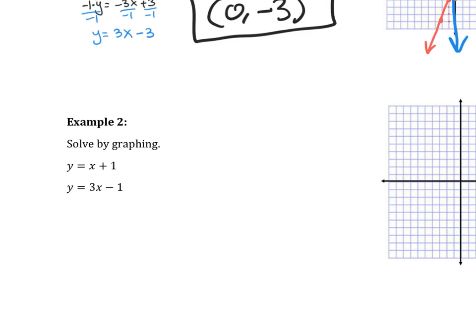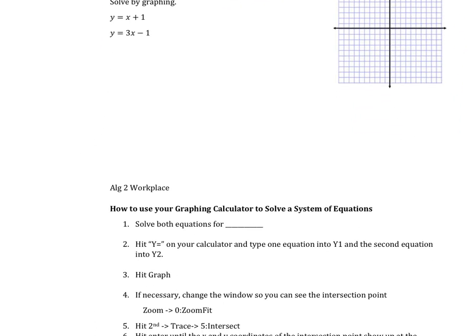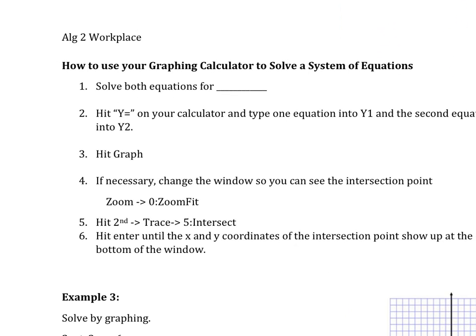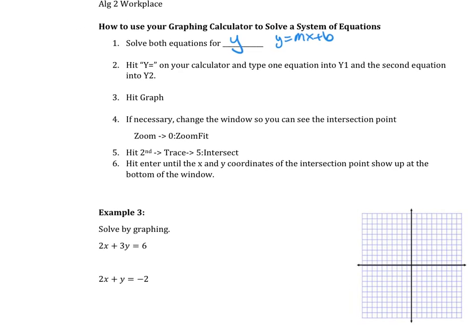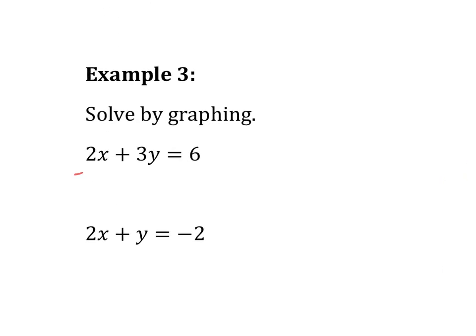Okay, and now I'm going to show you how to do this with your calculator. So the first step's the same. You still need to solve both equations for y. So you have the y equals mx plus b. And then I'm going to use example 3 when we do this. So we need to get y by itself for example 3. So I have to get rid of my x term. So I'm going to subtract 2x from both sides. So I'll have 3y equals negative 2x plus 6.